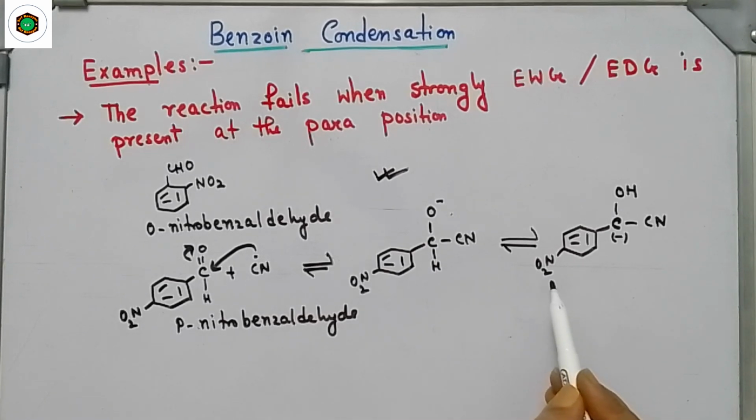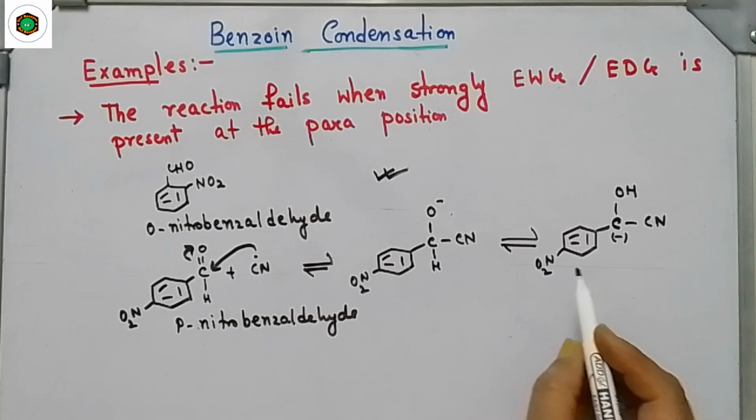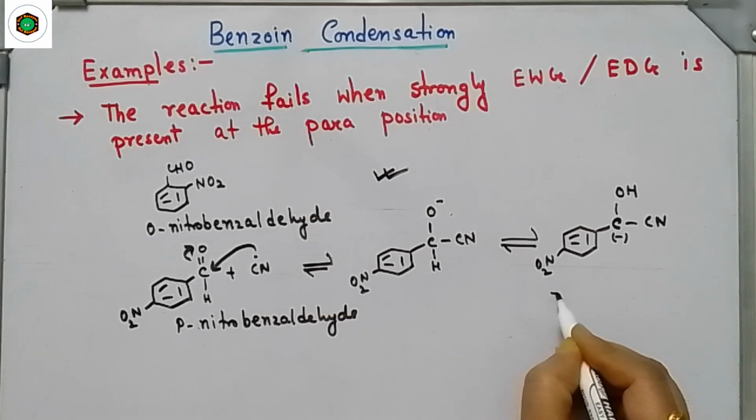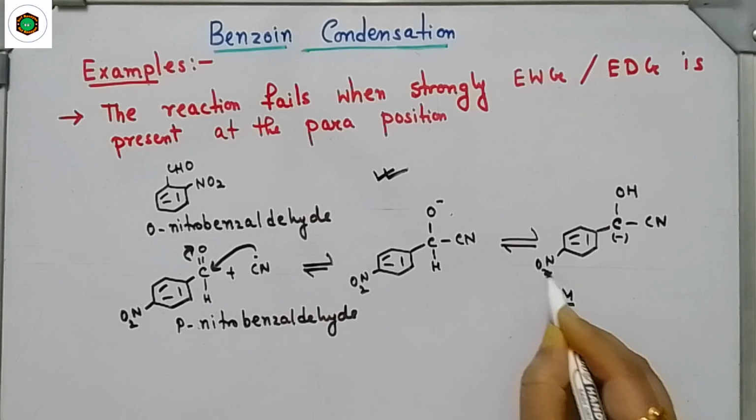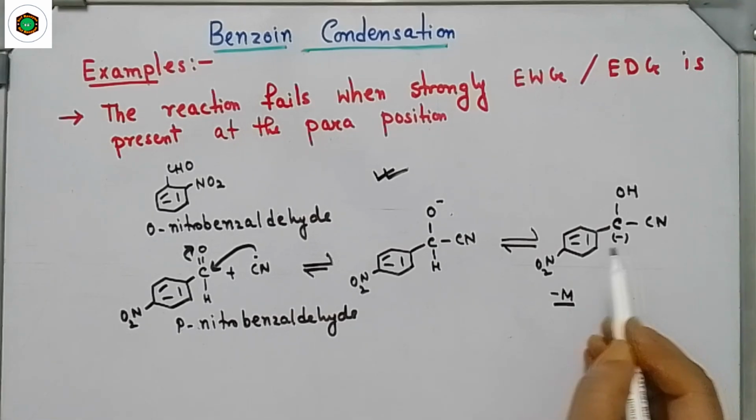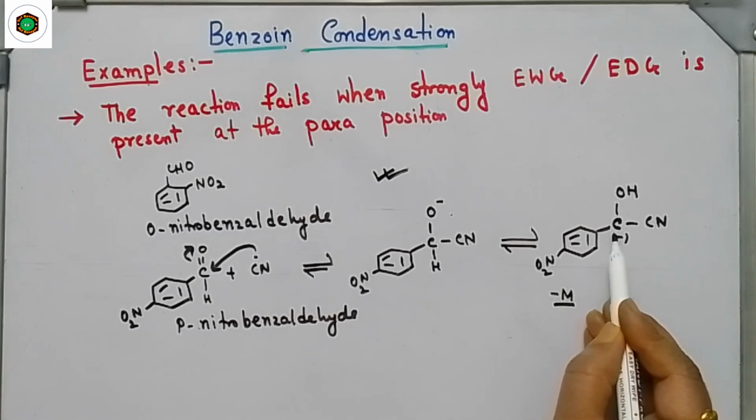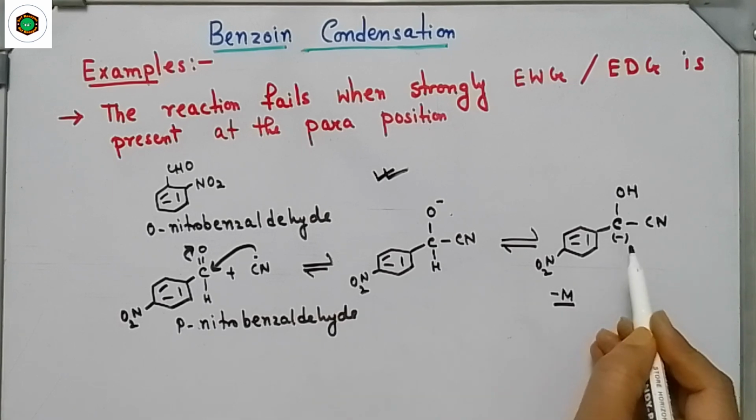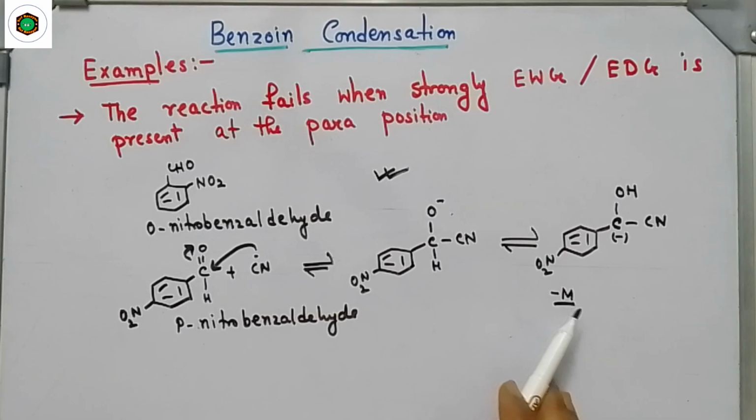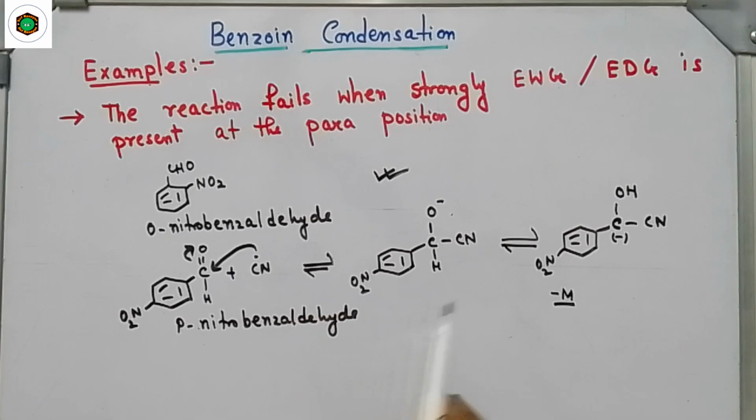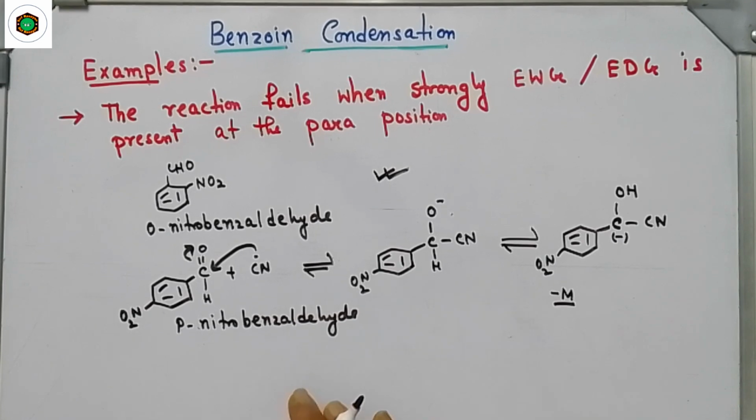Here at para position nitro group is there, and due to minus M effect of this nitro group, what will happen? It will abstract electron density from this carbanion. So here negative charge density will be decreased in such a way that it will not be sufficiently nucleophilic to attack the acceptor molecule. That's where reaction fails here.